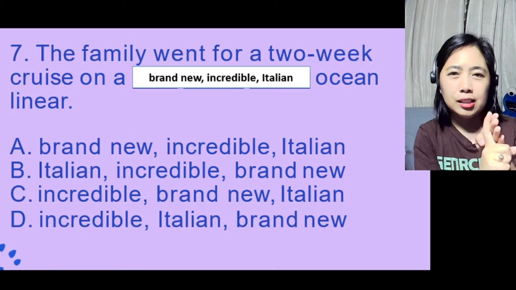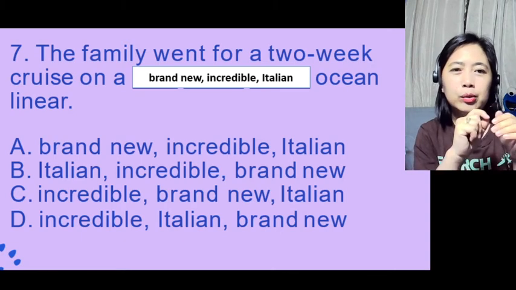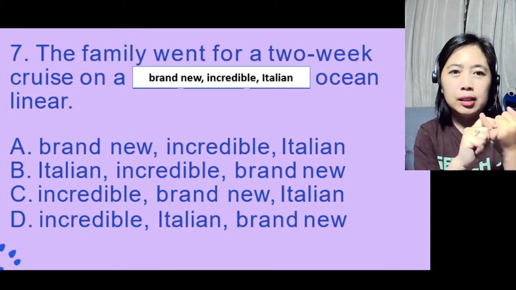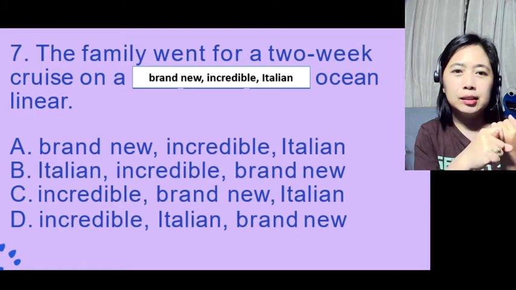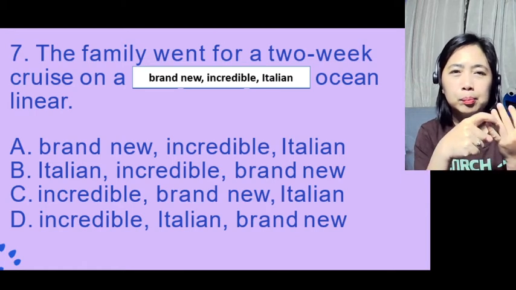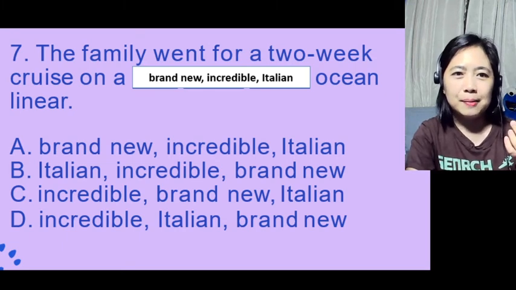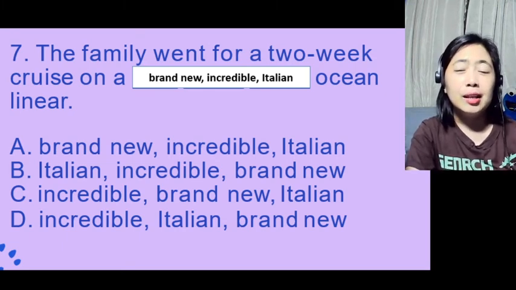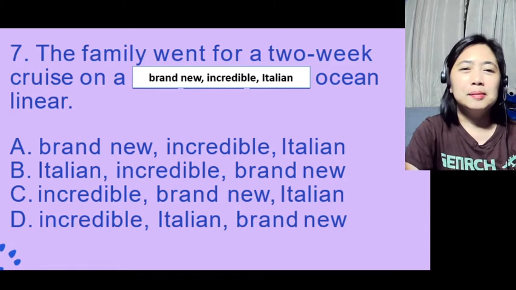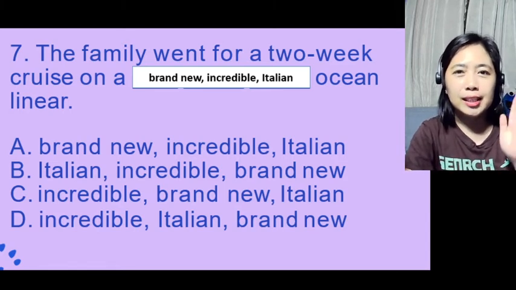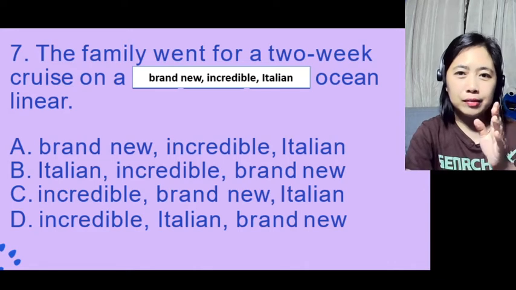Size, age, shape. We do have color and the proper adjective. So we use that one with the place of origin or material. So that's why we do have Italian here. And yes, that's it. So that's how we order or organize our adjectives. And we just have to have it with a comma here.